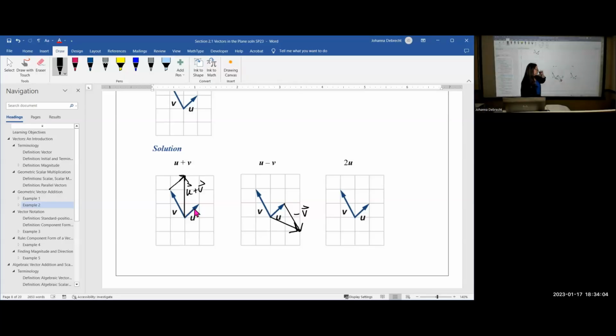Now, what about 2u? 2u is really pretty easy. u goes up one, right one. So go up one, right one again, and that doubles the length of it. So 2u is going to start in the same place as u, and it's going to go all the way out twice as long. So it's going to be there. So its initial point is at the same place as u, but it just follows the slope pattern twice instead of once.